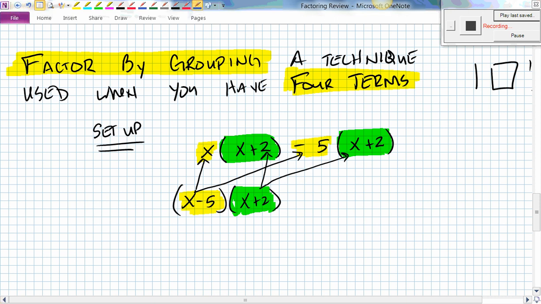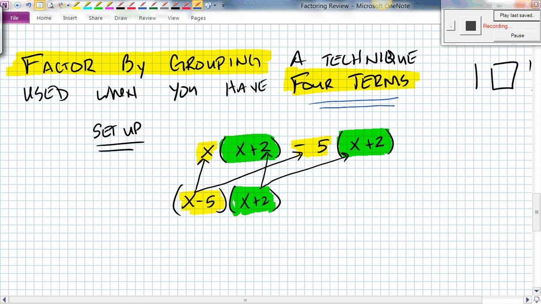Factoring by grouping is a technique that is used when you have exactly 4 terms. And I'll get to the 4 terms part in just a second, but let me explain the setup to you right now. What you see before you here is a monomial x times a binomial x plus 2, and then minus 5 times another binomial x plus 2.